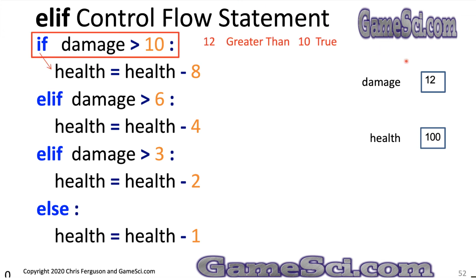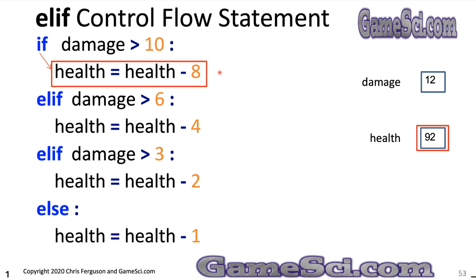We'll set up a couple variables here. We'll start damage with the value 12. We'll start health with the value 100, and we'll evaluate this code. Well, with a 12 in the damage variable, this is 12 greater than 10. That is a true statement. If this statement is true, we will go in and execute the code in the if block. And that's what this arrow is showing us. We'll execute the code in the if block, health equals health minus 8, and the health went down to 92.